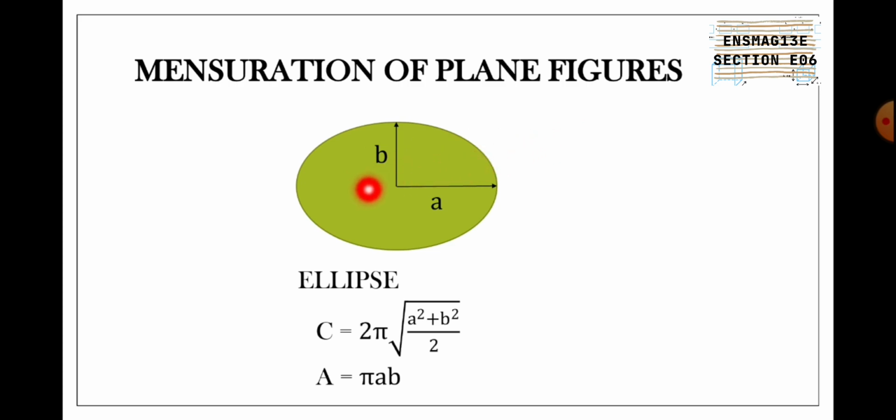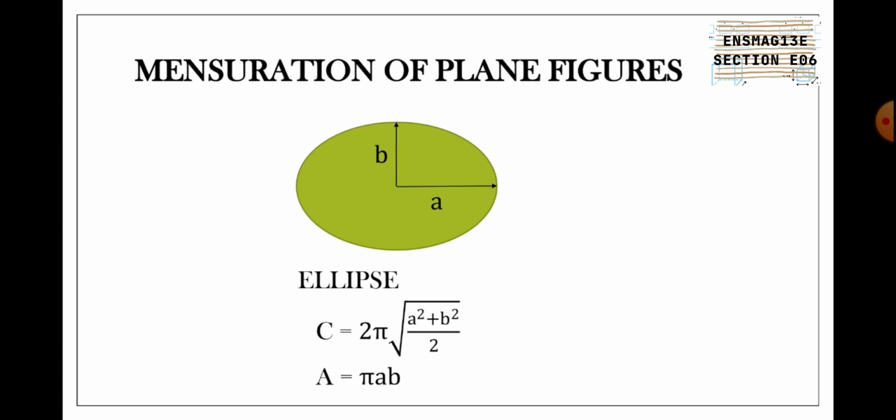So, semi, because your a here is just half of the total major axis. So the value of your major axis is actually 2a. For your minor axis, you have also 2b. And to solve for the circumference of your ellipse, we will use the formula 2 pi times the square root of (a squared plus b squared) over 2.